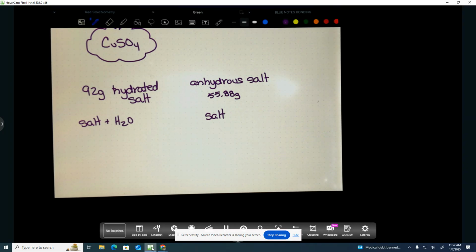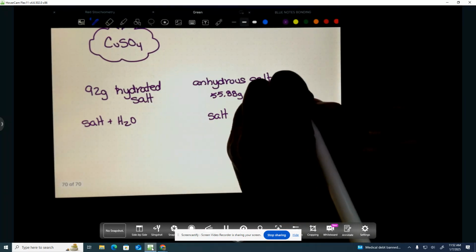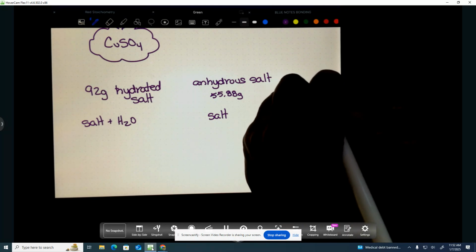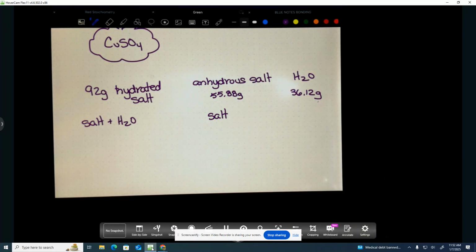I don't know. 36.12? Okay. If that's the case, what percent of my sample was water? No, not 36%. What percent was water? No, it's not 64. Shouldn't be 64.